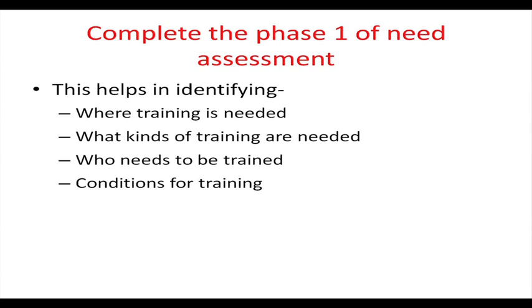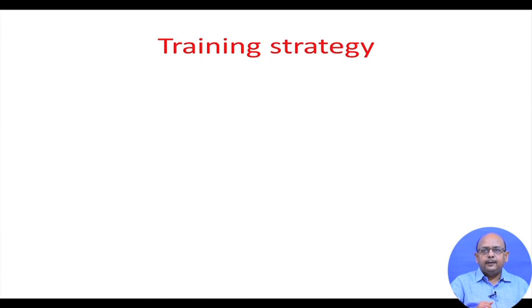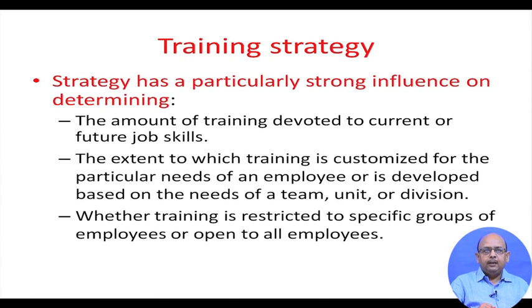In order to do these strategies, you need to complete the first stage, that is the need assessment stage. Once need assessment is done, you know where training is needed, what kind of training is required, who needs to be trained, and under what conditions people need to be trained. Then you move to the next stage, that is what we call the training strategy. Now, when I am talking about training strategy, if you do not have a strategy for a particular activity, the likelihood of success is very less.